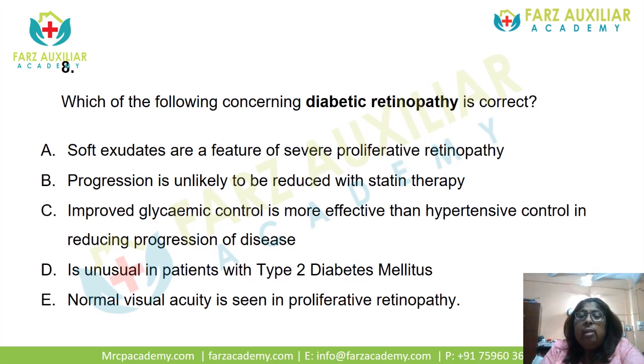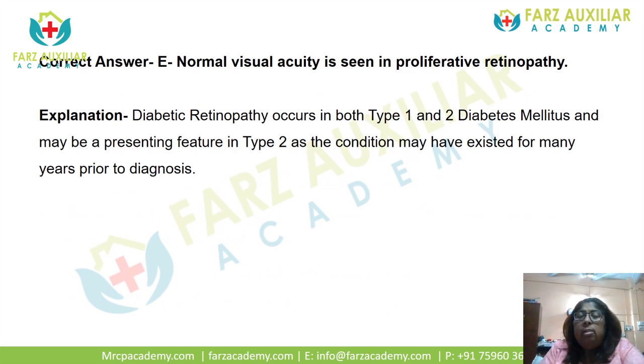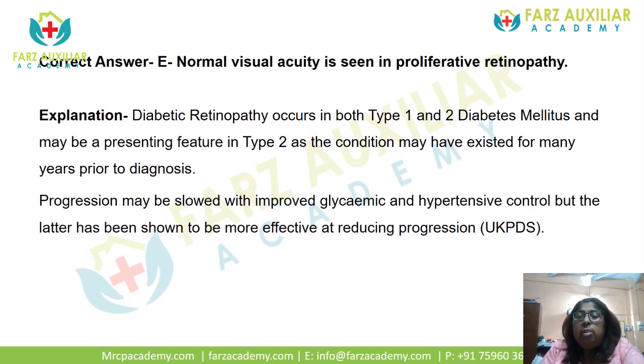The correct answer is E. Normal visual acuity is seen in proliferative retinopathy. Diabetic retinopathy occurs in both type 1 and 2 diabetes mellitus and may be a presenting feature in type 2, as the condition may have existed for many years prior to diagnosis. Progression may be slowed with improved glycemic and hypertensive control, but the latter has been shown to be more effective at reducing progression, and this has been mentioned in the UKPDS.